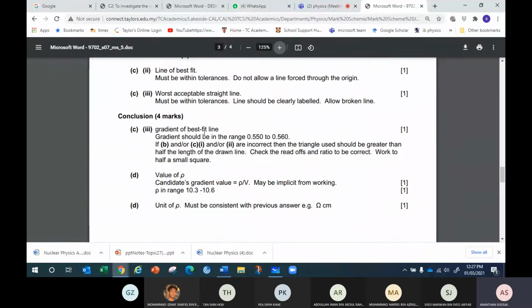Okay, gradient of best fit line. You should get it in this range, 0.55 to 0.56. Out of this range, you lose the mark for the gradient. After your graph, write it to 3 significant figures. I told you that.